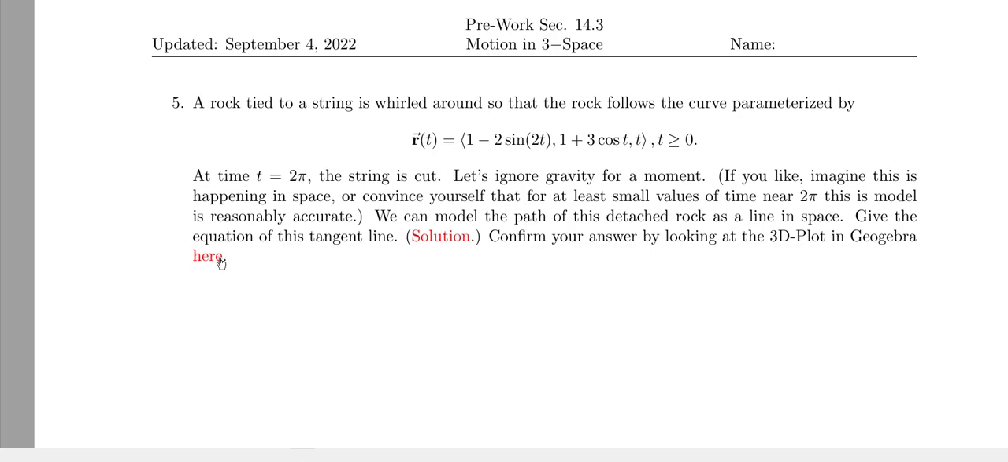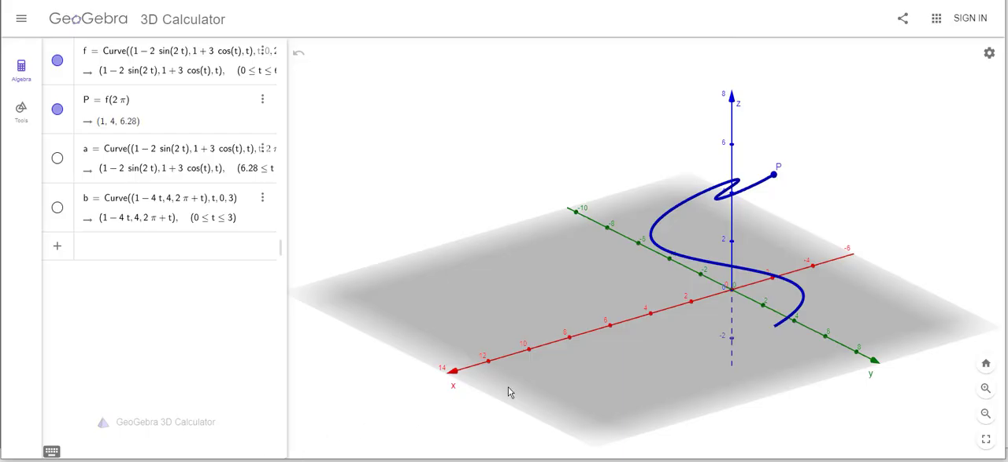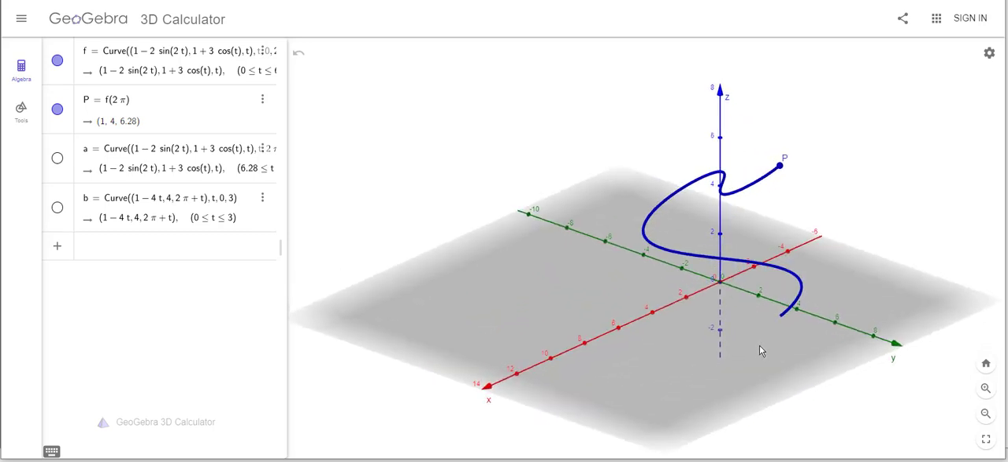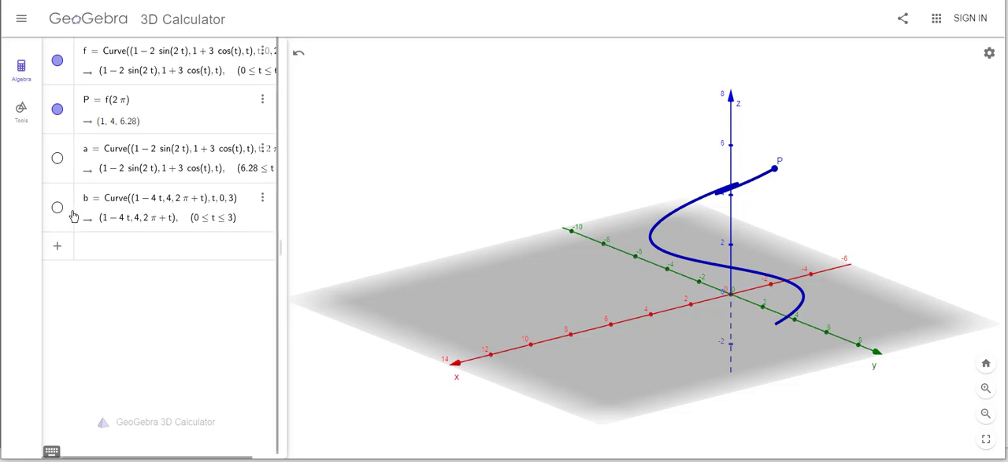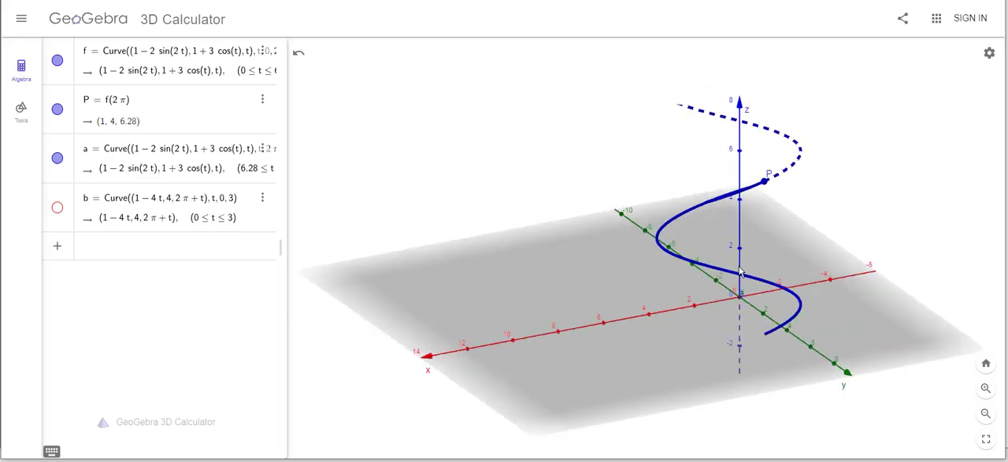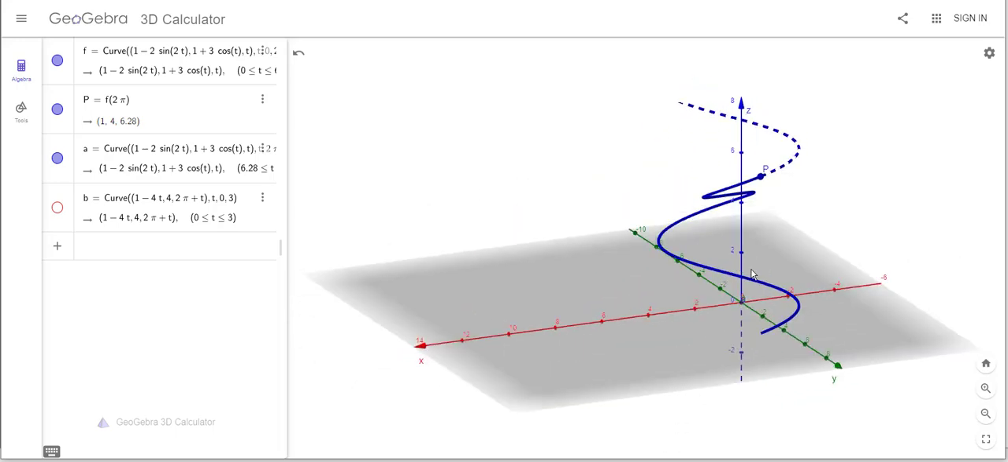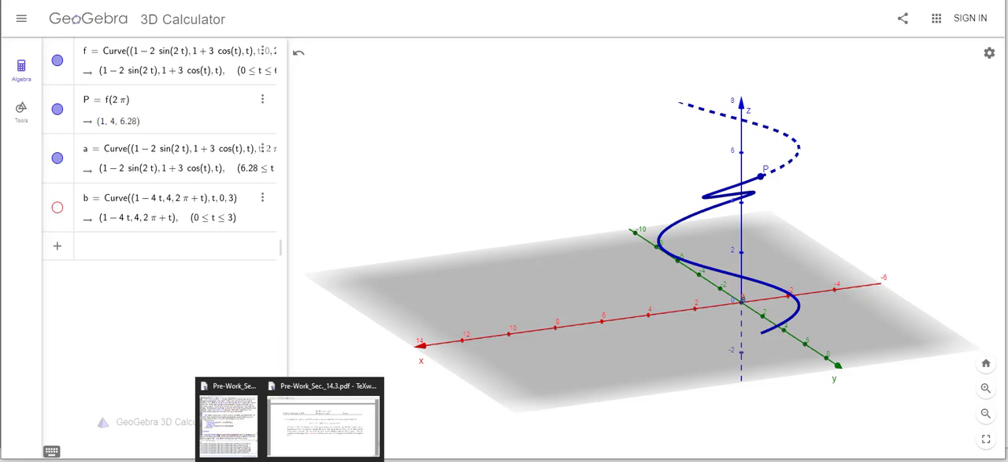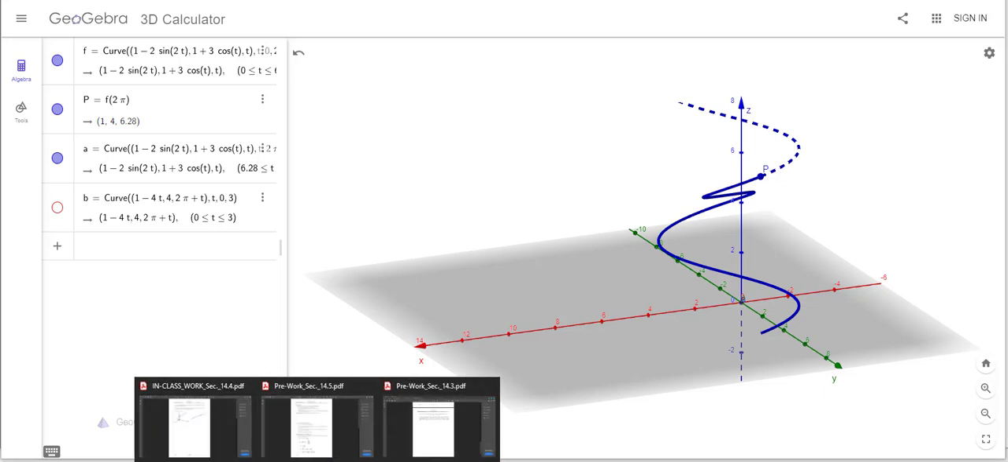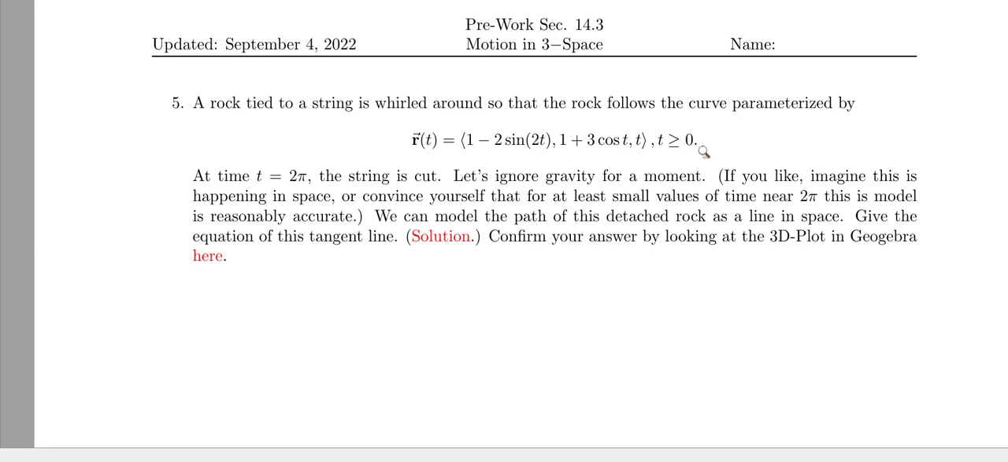So if you were to click this GeoGebra link, we should get something that pops up like this, and this is meant to model the path of this rock as it's whirled around. And you can twist this around and see what it looks like. The other thing is I can extend the curve so it goes on further by clicking this button here. That would be the continued motion of that rock as it's being whirled around based on this function right here.